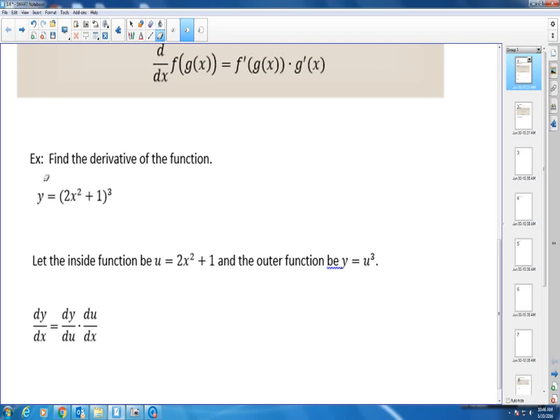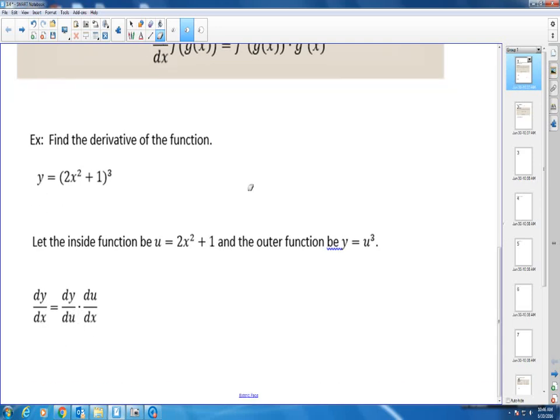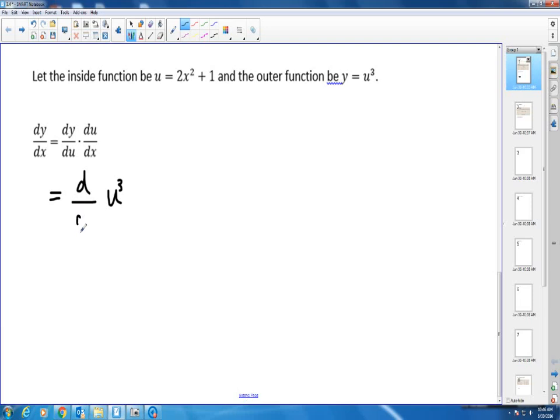So if I want to take a derivative of my y with respect to x, that will equal dy over du. Let me purposely write it this way. What that means is dy over du will be, remember now, this whole thing is like a u here. So I'm basically trying to take a derivative of u to the third power with respect to u. Let me put this in the bracket.